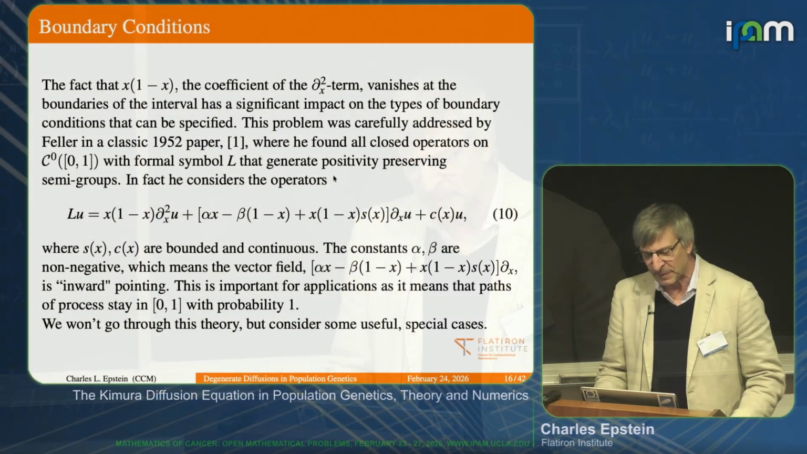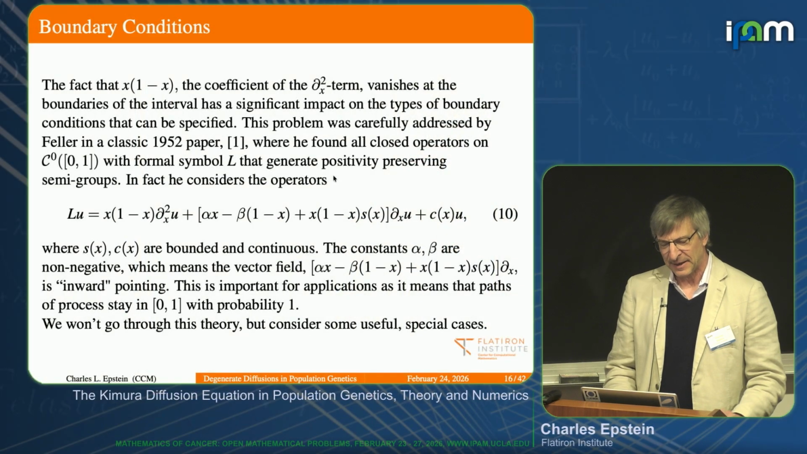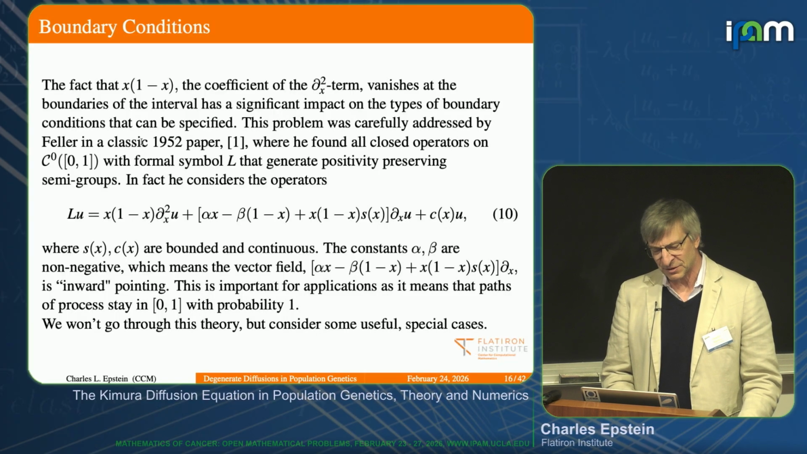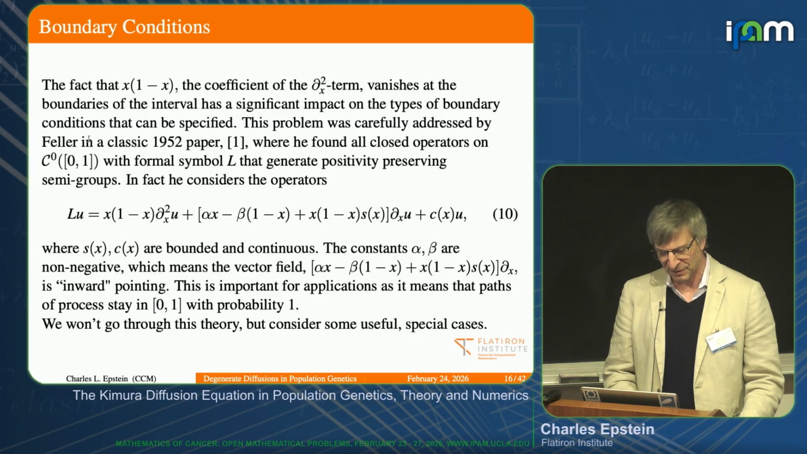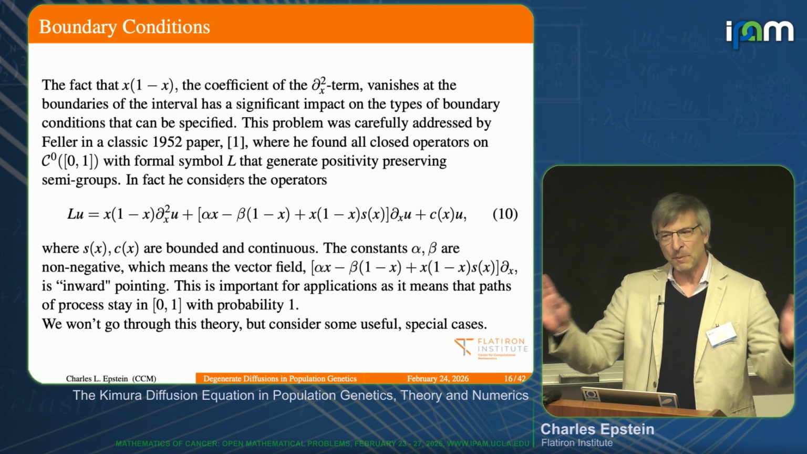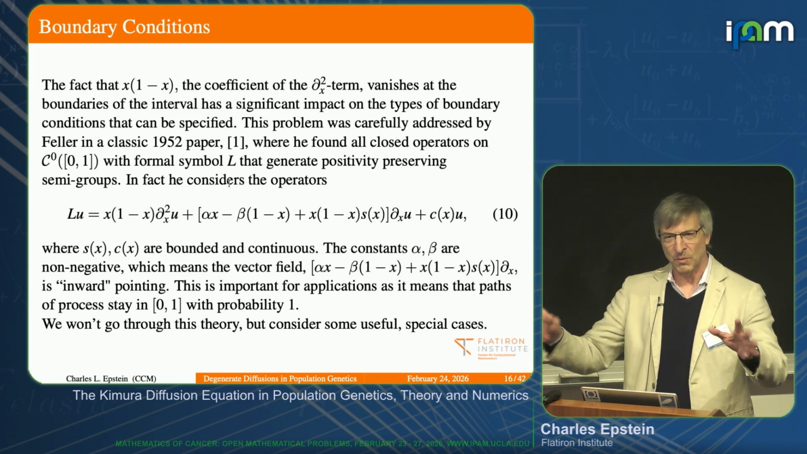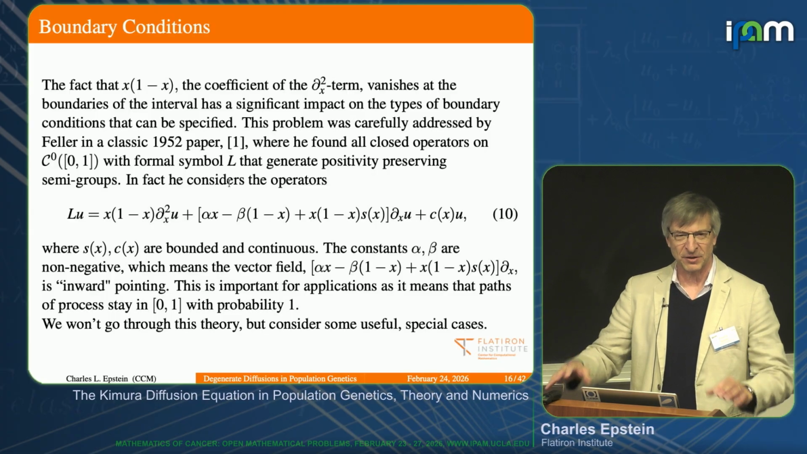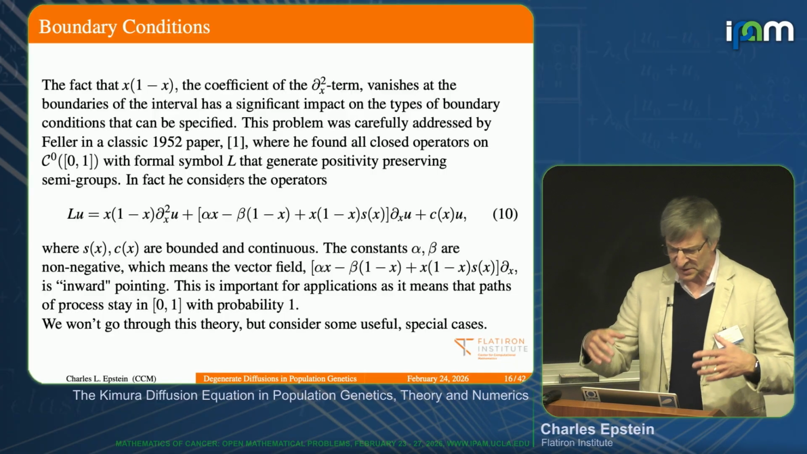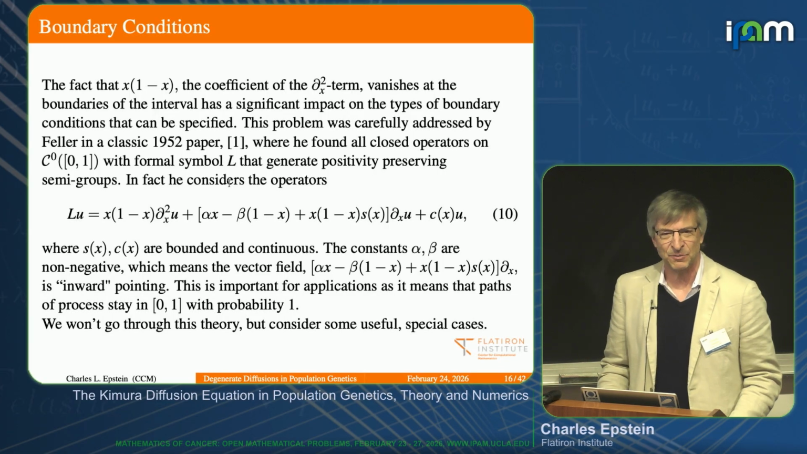Okay, so let's talk about why this is hard. It's hard because of the boundary conditions, and the boundary conditions are complicated because this coefficient vanishes. This problem was addressed in a very remarkable paper of Feller in 1952, where he started with an operator of this general type and found all possible ways to take this formal operator, which is an unbounded operator on continuous functions, and define a semigroup which was continuous and positivity preserving.